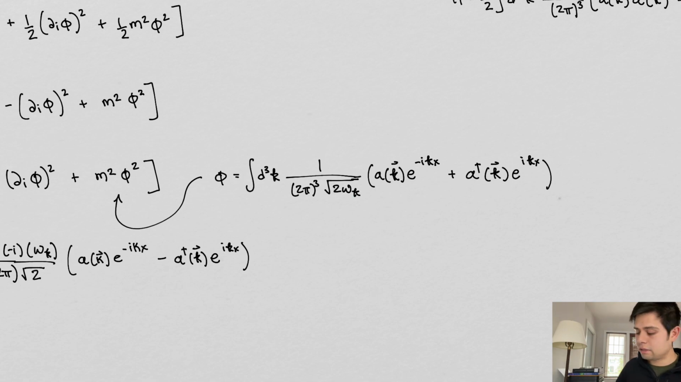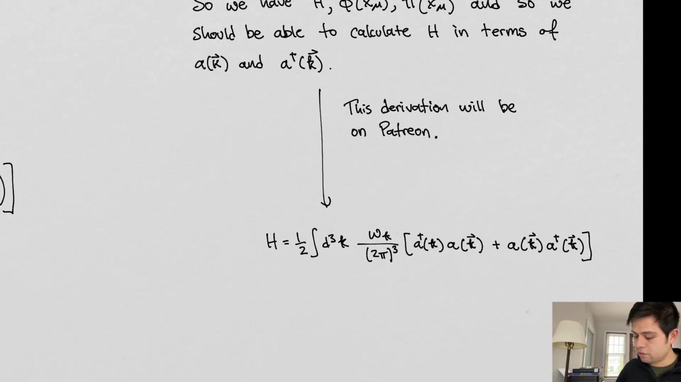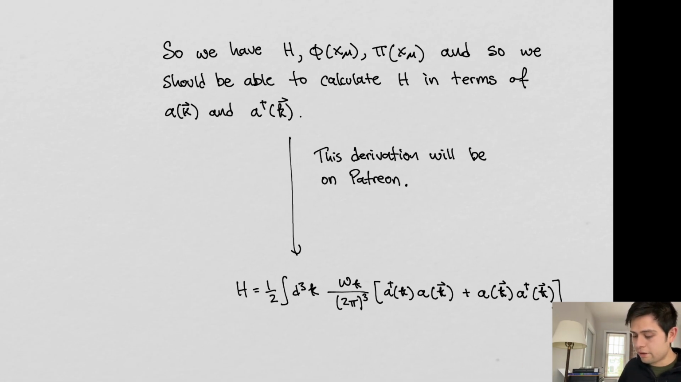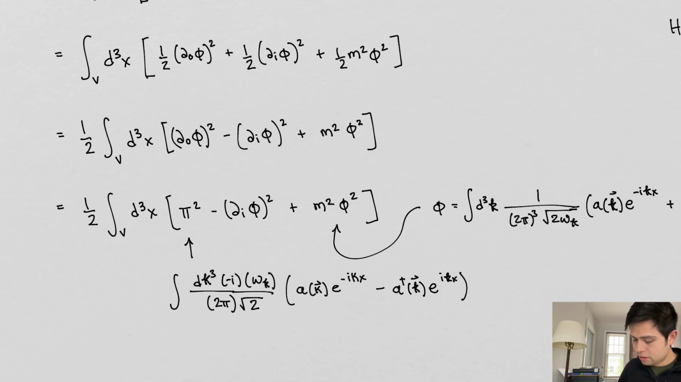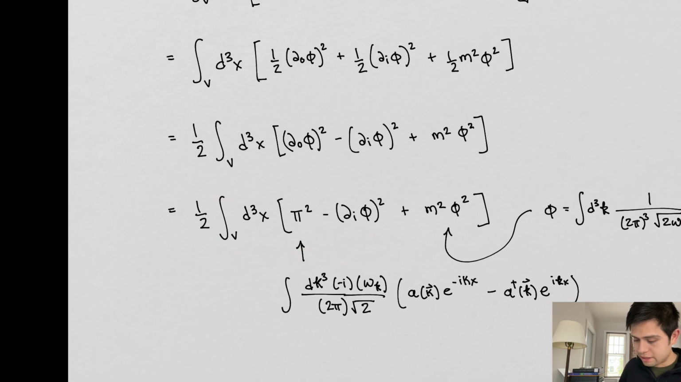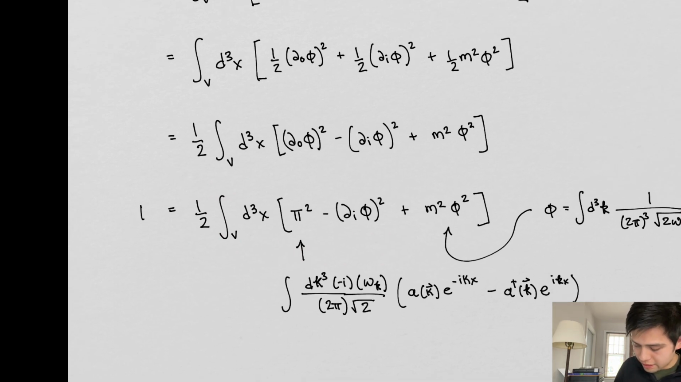So now let's take this one step further. We have H, and this was the form of H right here. I'll write that down. This is H, our Hamiltonian.